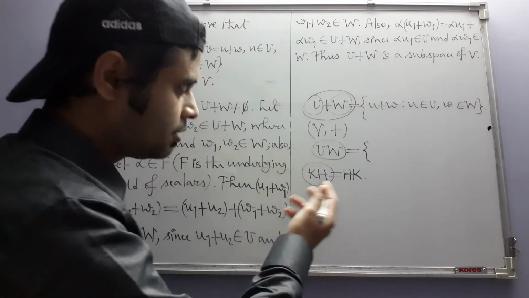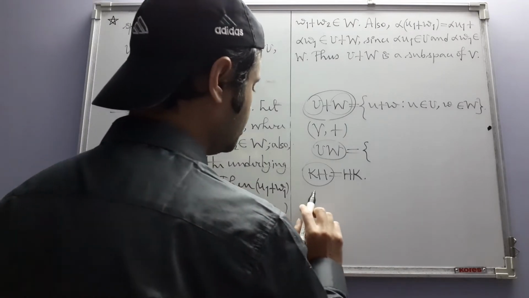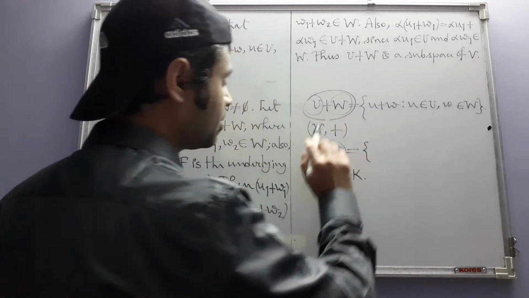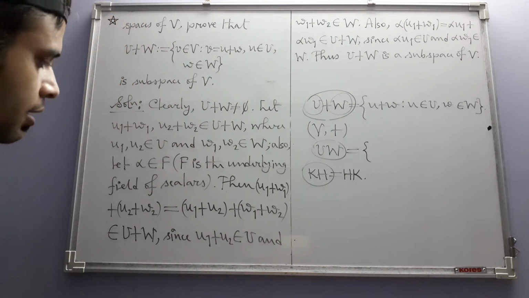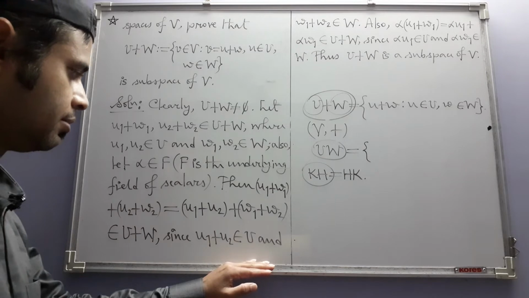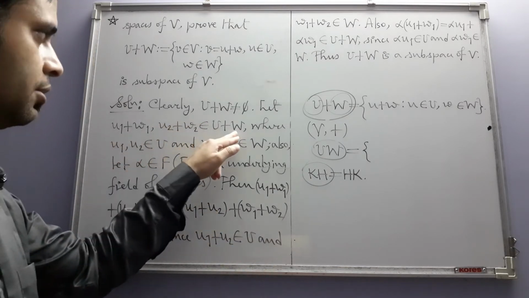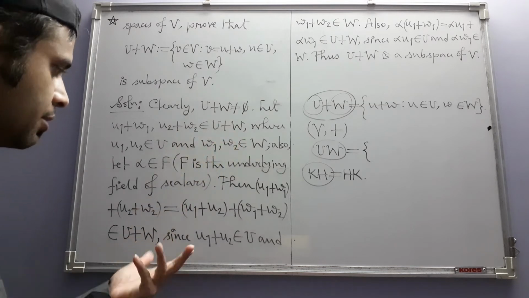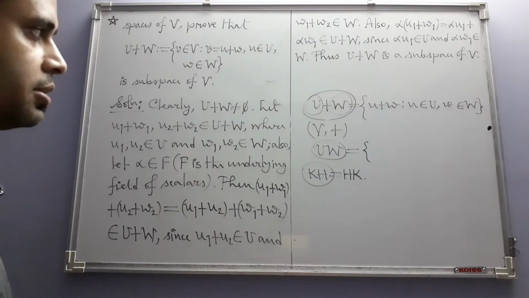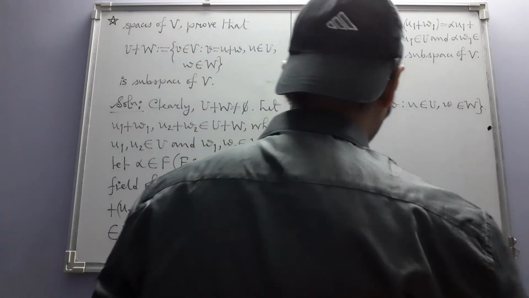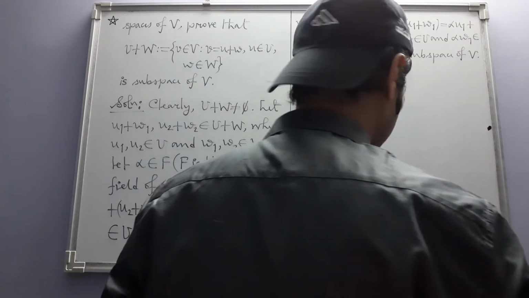So once you understand that, then the only thing you need to show is that U plus W is closed under multiplication by scalar. That is the second part. Namely, you take one element of U plus W here and you take one scalar and show that their product is again in U plus W. So if you want that, we can write an alternate solution like this.